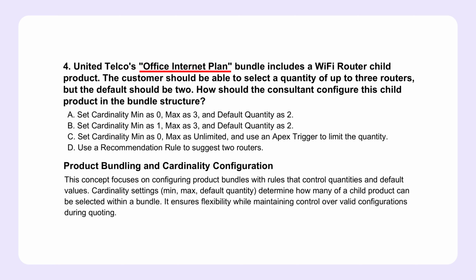Correct. And to handle this declaratively, the bundle structure configuration relies entirely on cardinality settings. Cardinality min must be 0. That allows the 0 selection. Max must be 3, setting the upper limit. And the default quantity must be 2. This whole sophisticated requirement, handled purely by declarative settings, really shows the power of these specialized product modeling tools. That is a powerful demo of configuration without code.